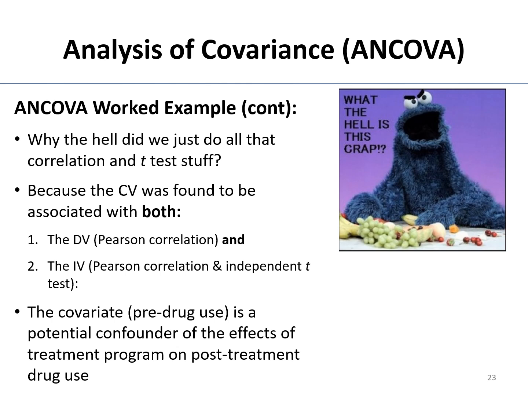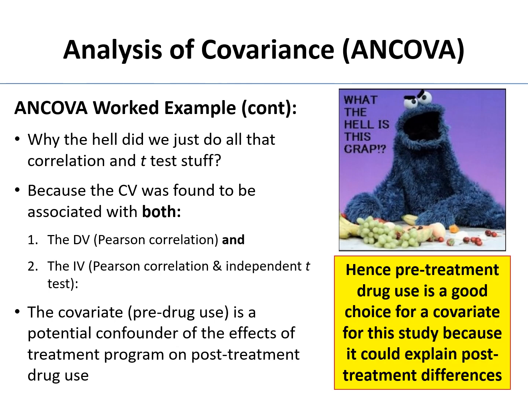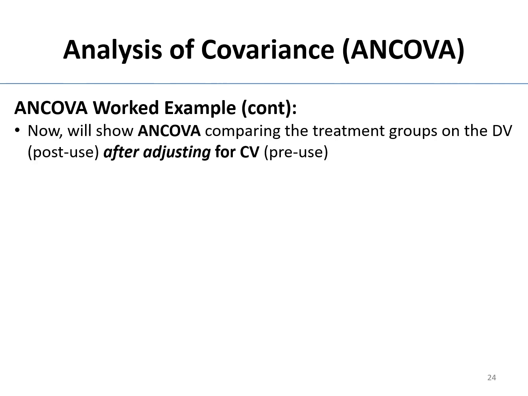Because how you started differed between programs, and it's related to where you end up. It is a potential confounder that makes it a good candidate for a covariate in the study, because your pre-existing differences in drug use could explain differences in the perceived effectiveness of the two types of treatment programs. So now let's go ahead and redo that ANCOVA, but throw in baseline drug use as a covariate and see what sorts of results we have.